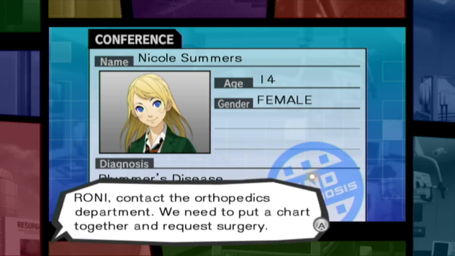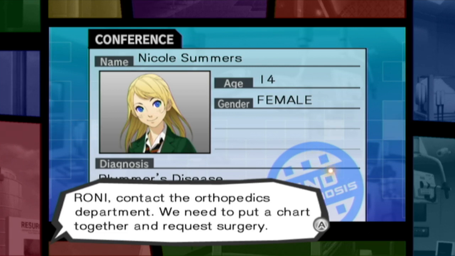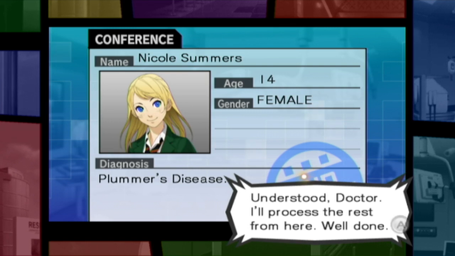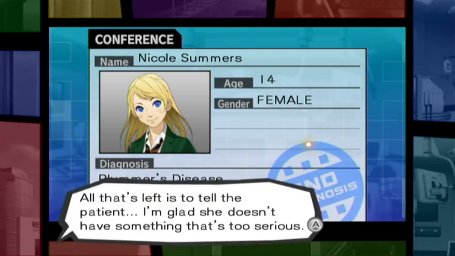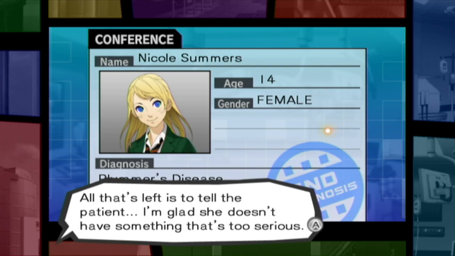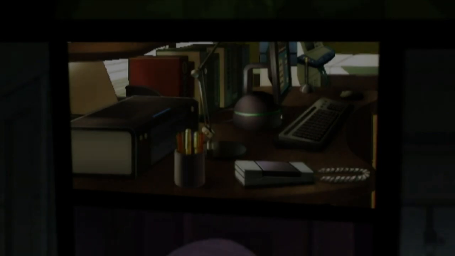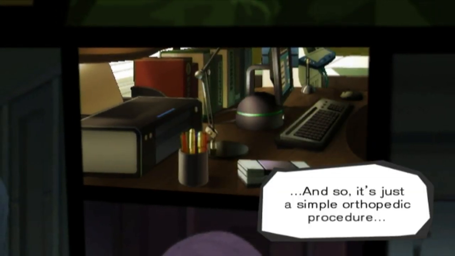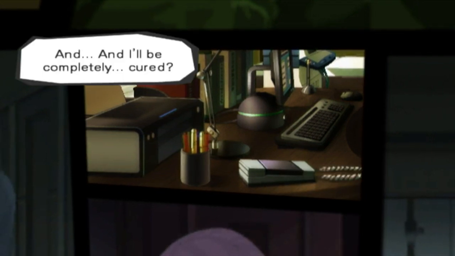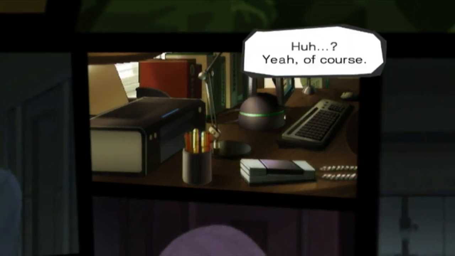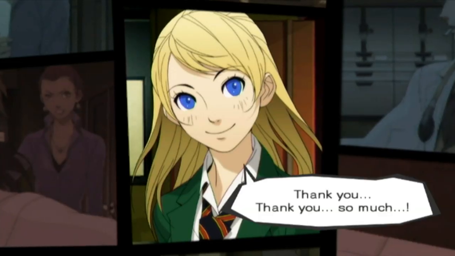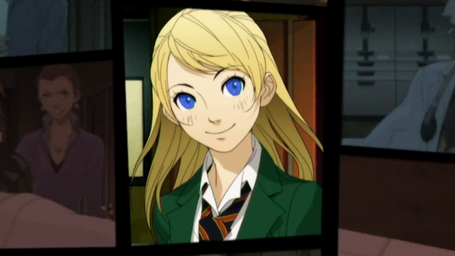Roni, contact the orthopedics department. We need to put a chart together and request surgery. Understood, Doctor. I'll process the rest from here. Well done. All that's left is to tell the patient. I'm glad she doesn't have something that's too serious. And so, it's just a simple orthopedic procedure. And I'll be completely cured? Huh? Yeah, of course. Thank you. Thank you so much.